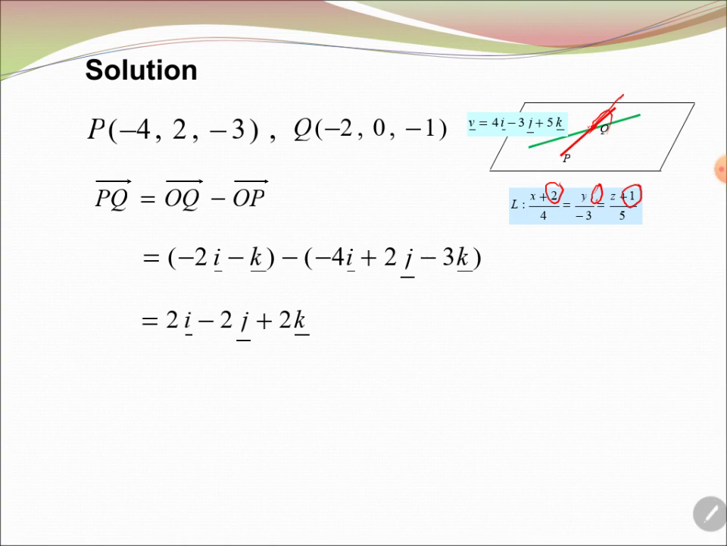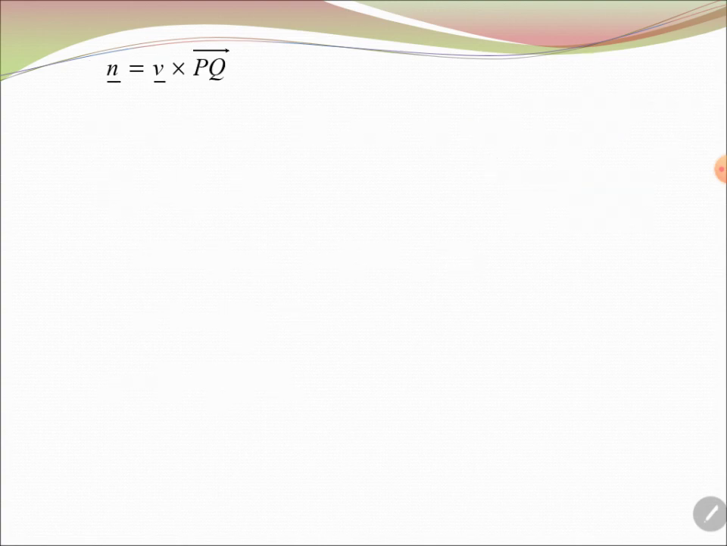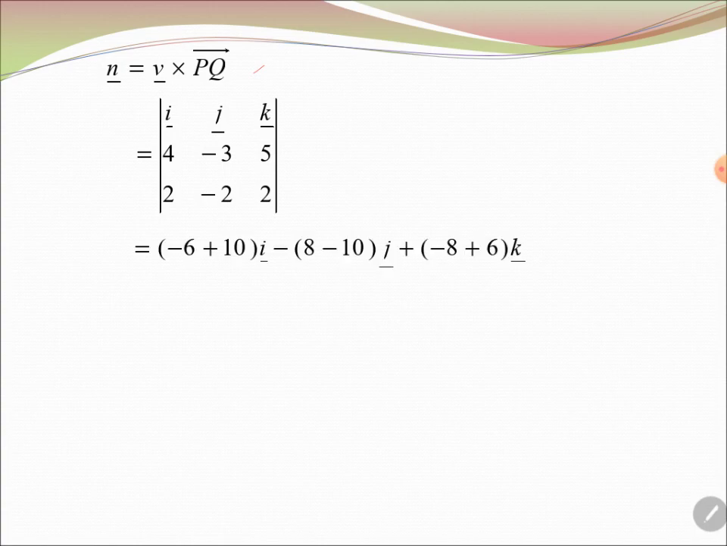Okay, and then we know the direction vector is going here, so we can use the direction vector to find the normal. How? PQ crossed with V. So the normal is equal to V cross PQ, or PQ cross V. It will be the same, because the difference is only the direction, up or down. So finding the cross product between these two vectors, we have i, j, k, and then vector V equal to 4, negative 3, 5, and vector PQ equal to 2, negative 2, 2. Using the formula, we will have 4i plus 2j minus 2k as the normal.